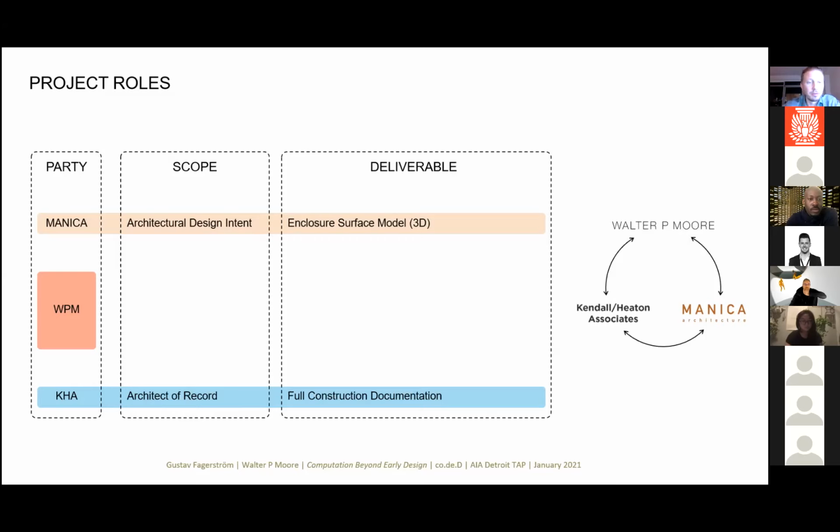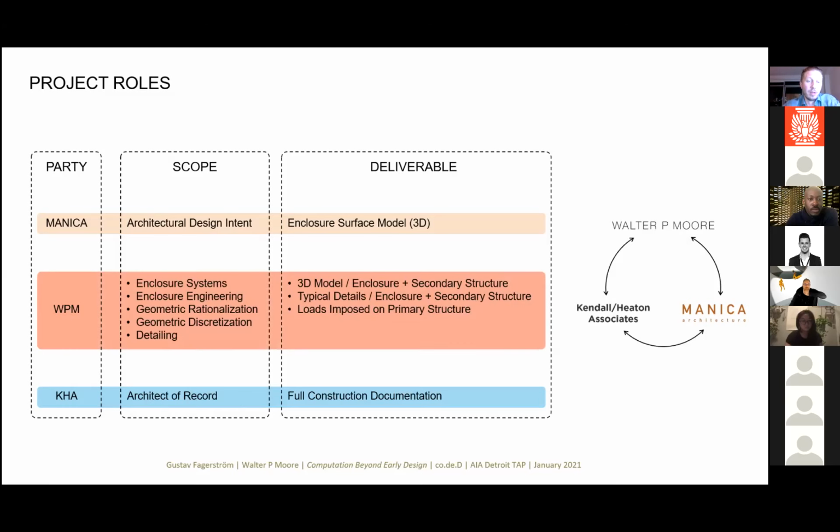However, when two firms with that sort of specialization need to take a project from the very early stages all the way to construction, especially in the kind of specialized building design systems, for instance, the facade system, there is a need for a gap to be bridged, if you will, and that's where Walter P. Moore sat in this project. So our scope was between an architectural design intent and a set of bid construction drawings.